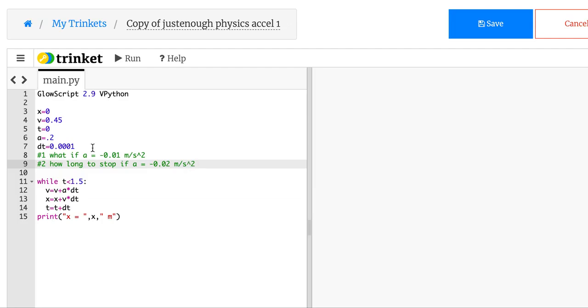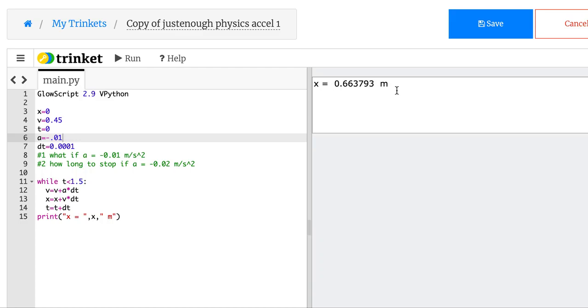I think the number one question we could do analytically, but I'm just going to skip over that part. I probably should, but I'm just so excited right now. So let's just go up here and change this to negative 0.01. That's all I'm going to do. And then I'm going to run it.